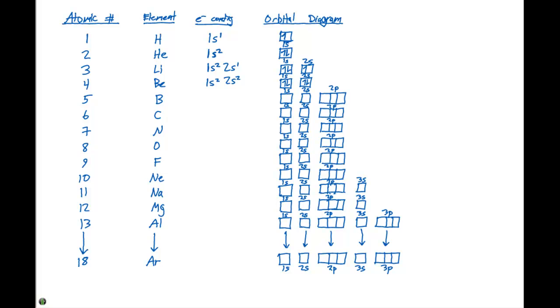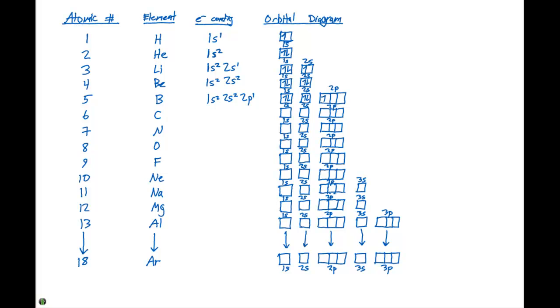For boron, we need to fit 5 electrons in there. So we will fill up the 1s2 and the 2s2 orbitals, and in addition, we have to put an electron in the 2p orbital. So we go 1, 2, 3, 4, 5 electrons in this orbital diagram.